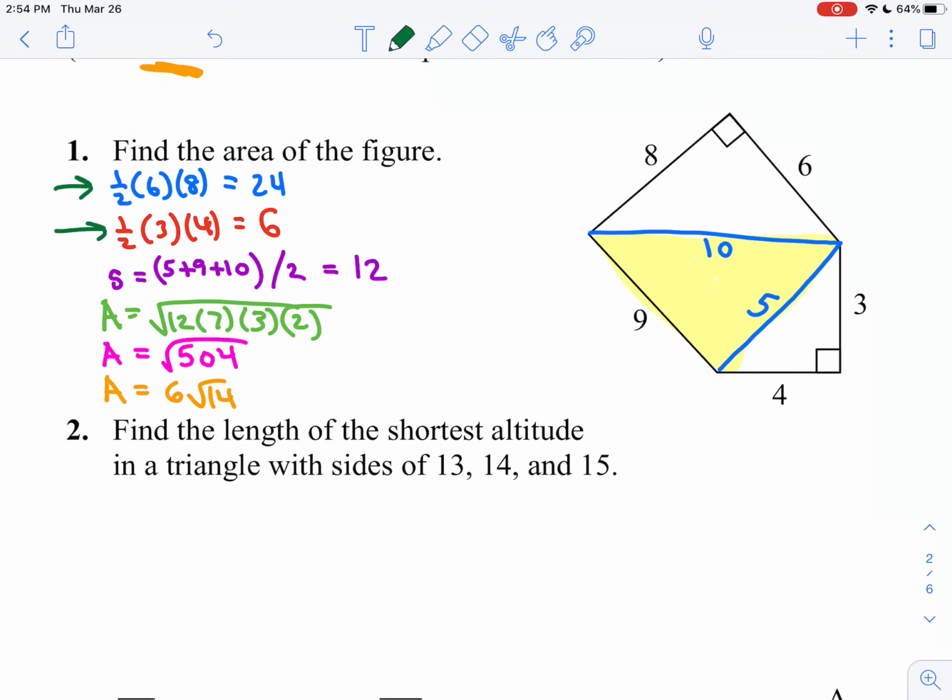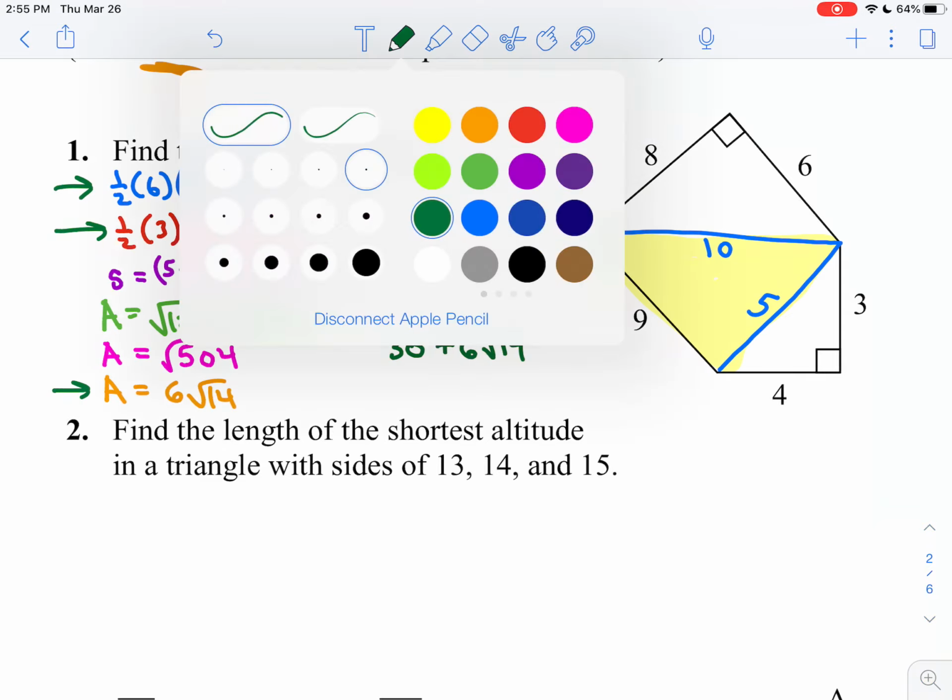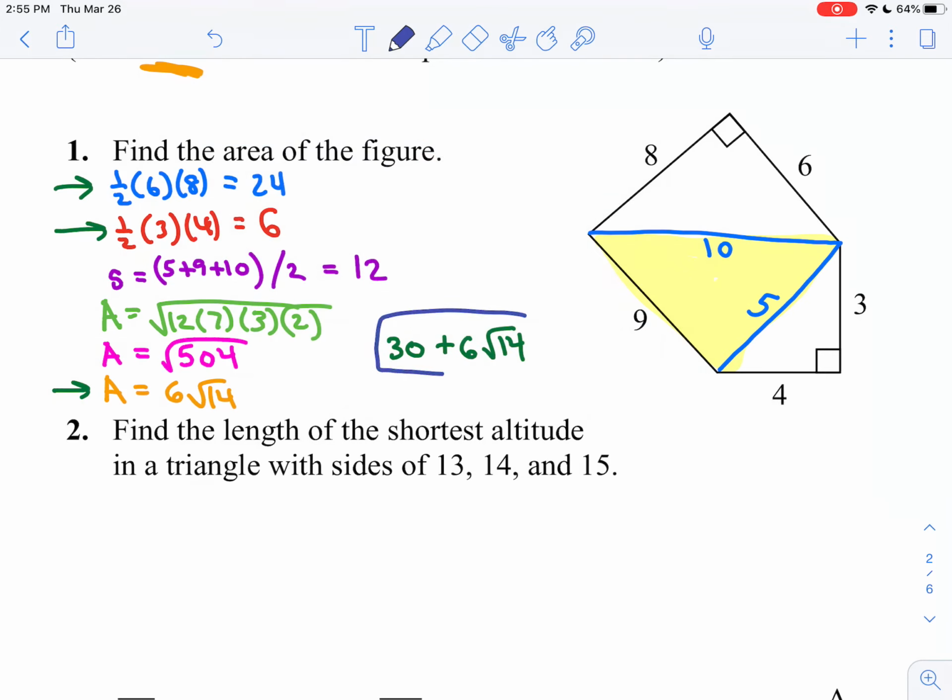So we got this guy and this guy and this guy. And so the reminder here is that we can do 24 plus 6, but the 6 root 14 does not combine. There are no units. If we did have units, they would be square units. You guys know that. So let's call this problem done, and we'll take a break and come back for the next 3 problems. Hope you enjoyed your first experience with Hero's formula.